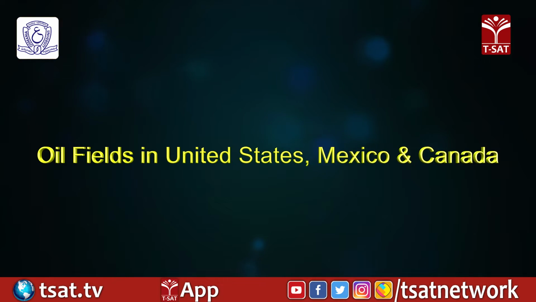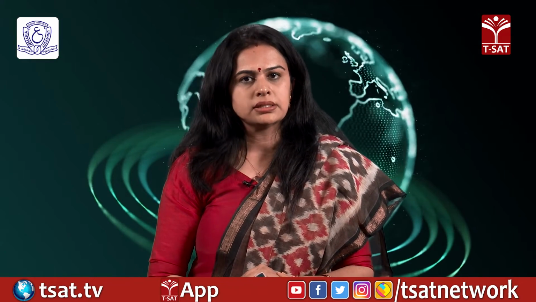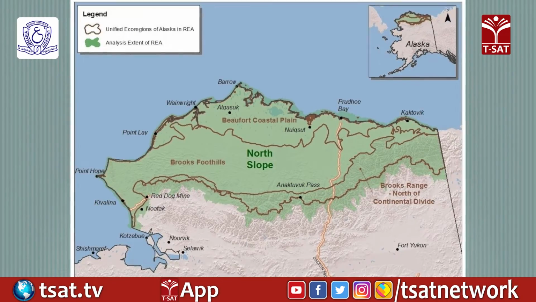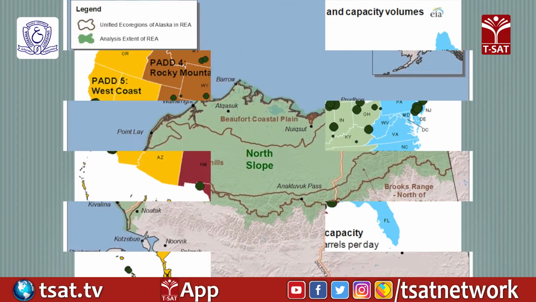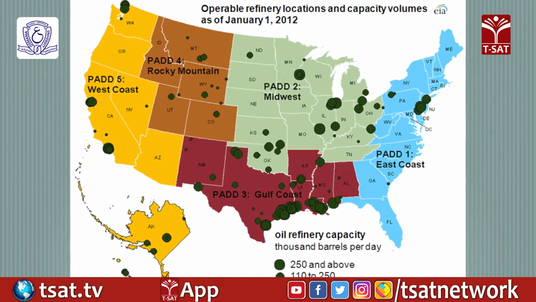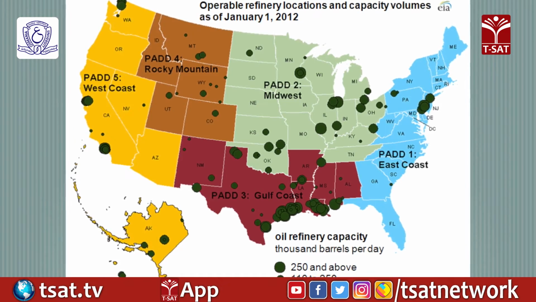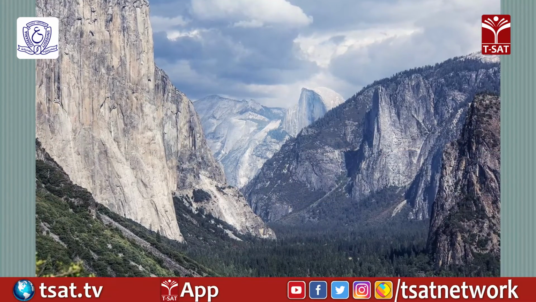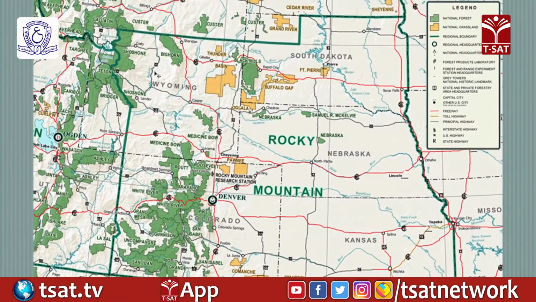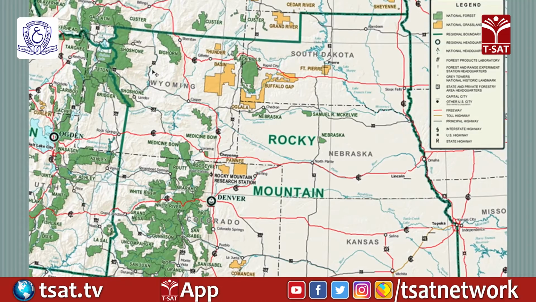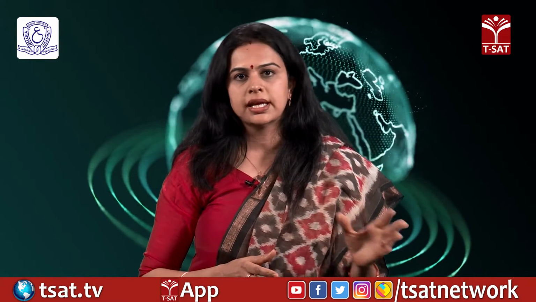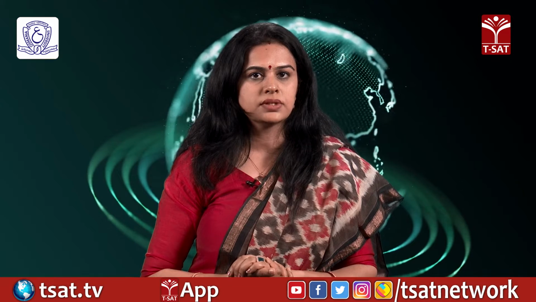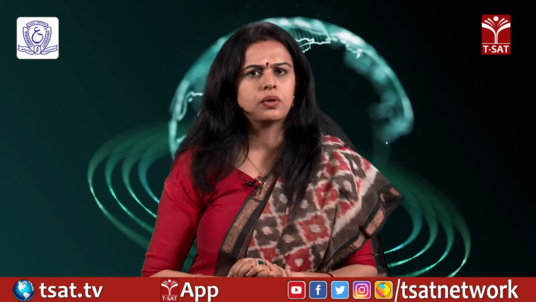United States, Mexico, and Canada region. North America has many sedimentary basins. Many oil fields have been found in the North Slope region of Alaska and East Texas. United States has produced more oil than any other country. You may be aware of the Rocky Mountain region. The Rocky Mountain region contains an enormous amount of petroleum reserves. Mexico has more than 10 billion barrels of proven oil reserves and is one of the top 10 oil producers in the world.